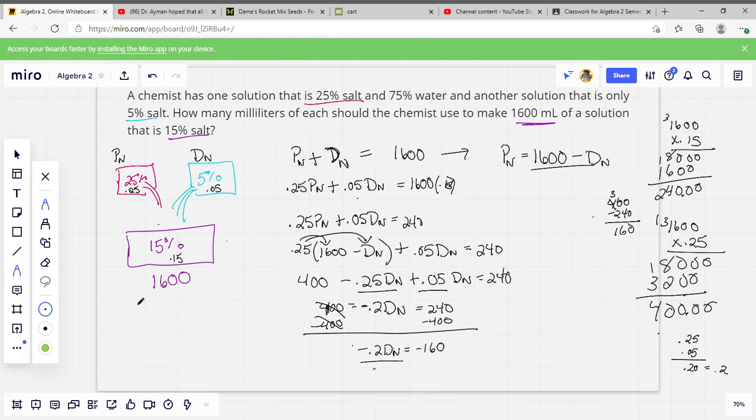Now we're going to divide by negative 0.2, and we're going to get DN equals 160 divided by 0.2, and these negatives cancel each other out, so our answer will be positive. Go over 1. 8 times 2 is 16. Bring up those zeros, 800. So our dump number is 800 milliliters. And then we know that PN equals 1600 minus 800. So that's going to be 800 as well.